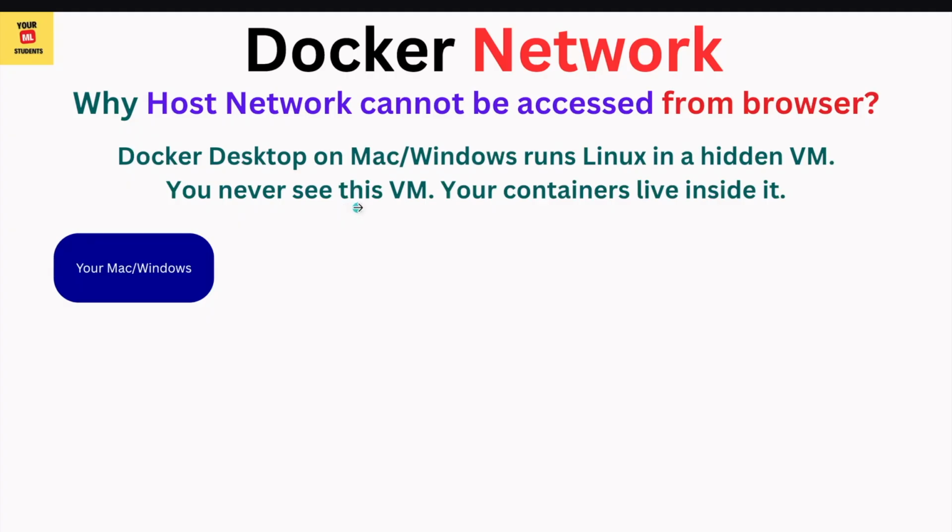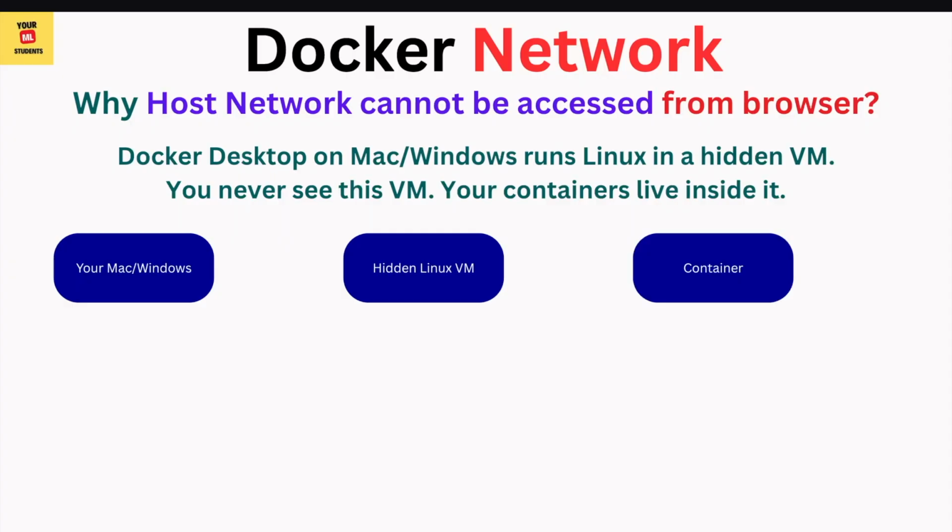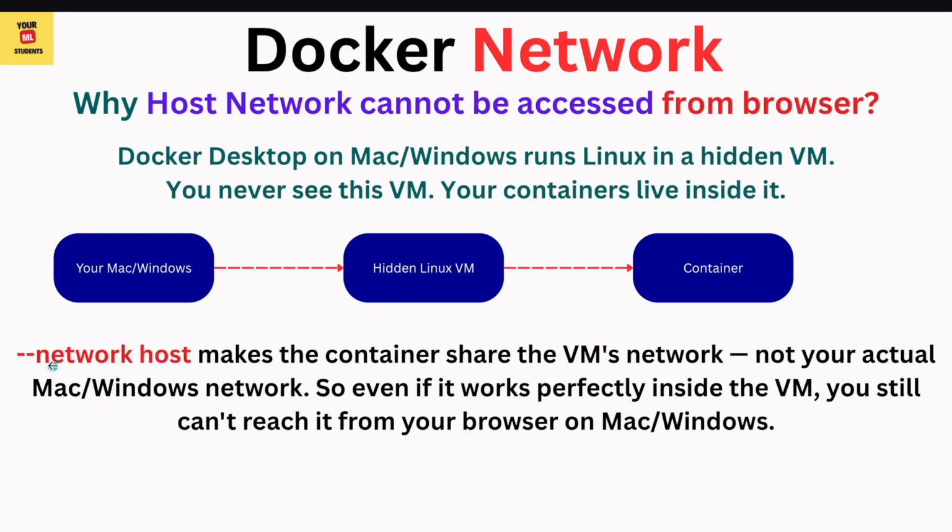You never see this VM. Your containers live inside it, and that is why this Mac is actually communicating with this hidden Linux virtual machine, and that is communicating through the container. And you can see the dash network host. When I pass it in the container command, it makes the container share the VM's network, not your actual Mac or Windows network. So even if it works perfectly inside the virtual machine, you still can't reach it from your browser on Mac or Windows.